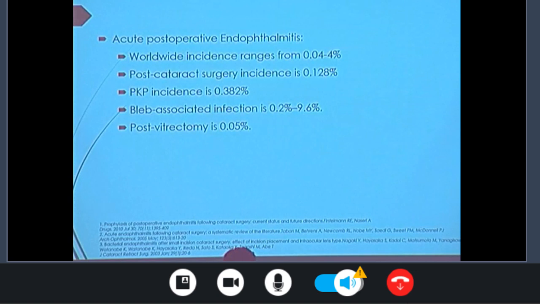But a similarity that all these patients have is that no matter what the preoperative condition or what the procedure was for, the endophthalmitis itself carries a very poor visual outcome.